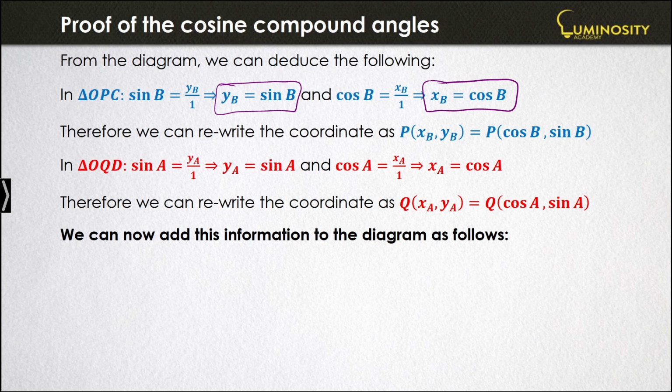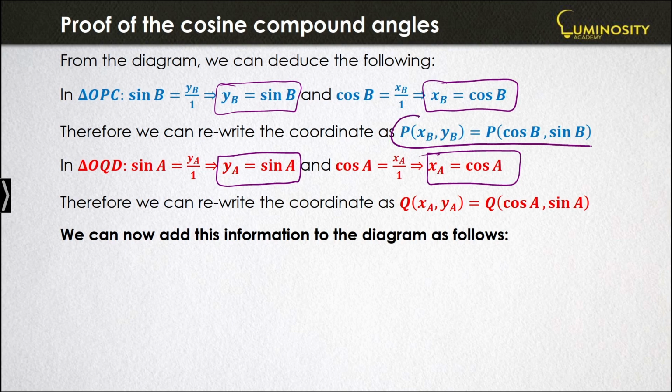We can do exactly the same thing for the red triangle as well, and we'll find that the y coordinate of A is just sine of the angle A, and the x coordinate of A is just cos of the angle A. So we can rewrite the points. Instead of saying xb, yb, we can say that xb is just cos B, and yb is just sine B. Similarly, xa is just cos A, and ya is just sine A. So let's add this information to the diagram.